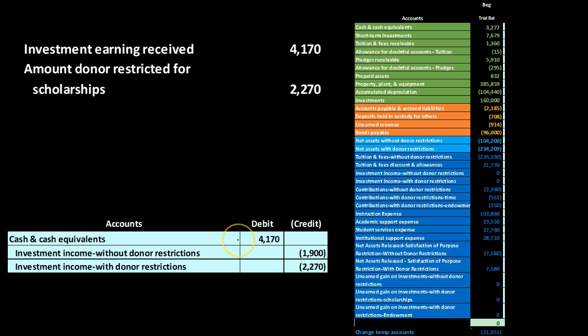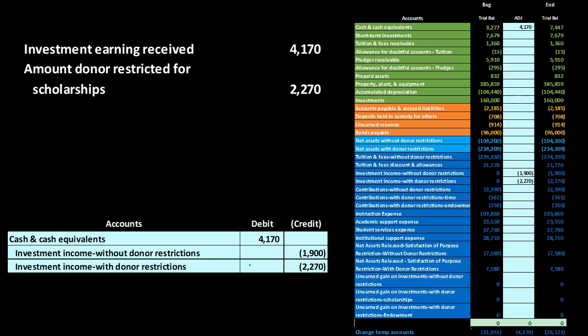So that we're going to debit the cash then for the total amount we've received on the investment, the 4,170. We're going to credit the investment income, an income account that would be in the dark blue area to the right. And we're going to be crediting it, increasing the revenue account in the credit direction, the amount being applied to the one without restriction of the 1,900, which of course is the 4,170 minus the 2,270, the amount with restriction being that amount of the 2,270.